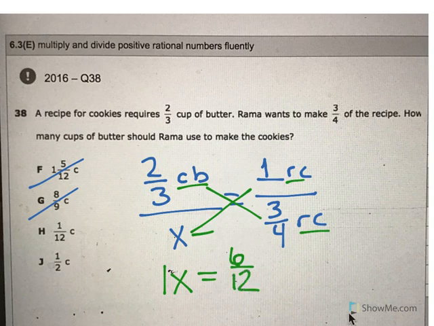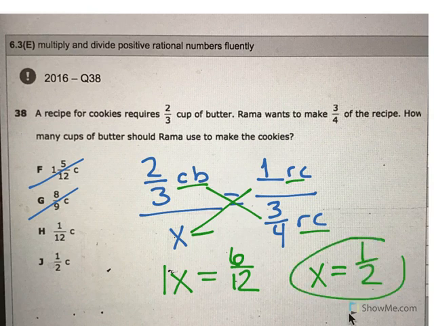Well, I don't see that answer over there, because when I have x alone, that means that's what my answer should be. So let's see if we can simplify 6/12. What goes into 6 and 12? That's right, 6. We simplify it, and that is our answer, because the answer is J.